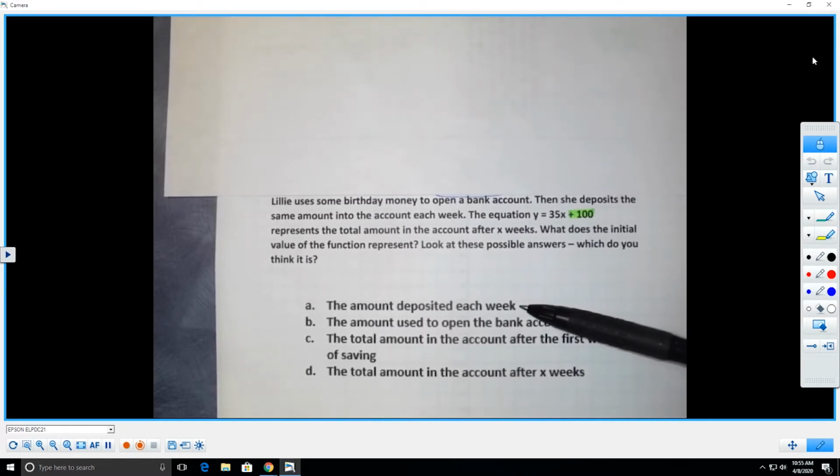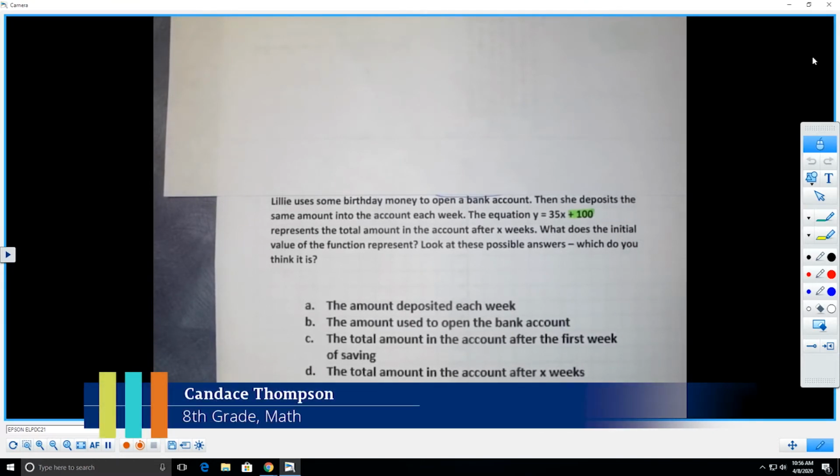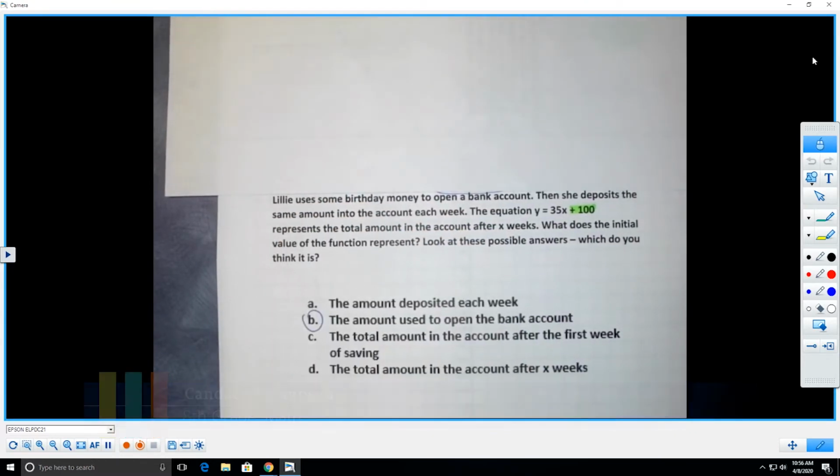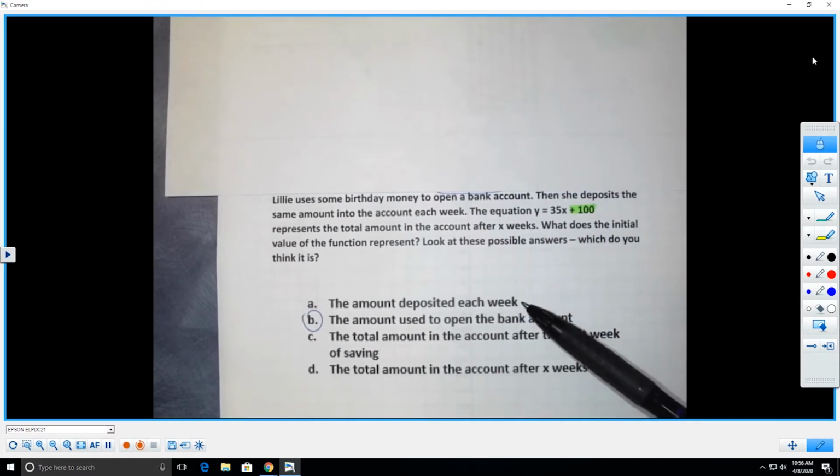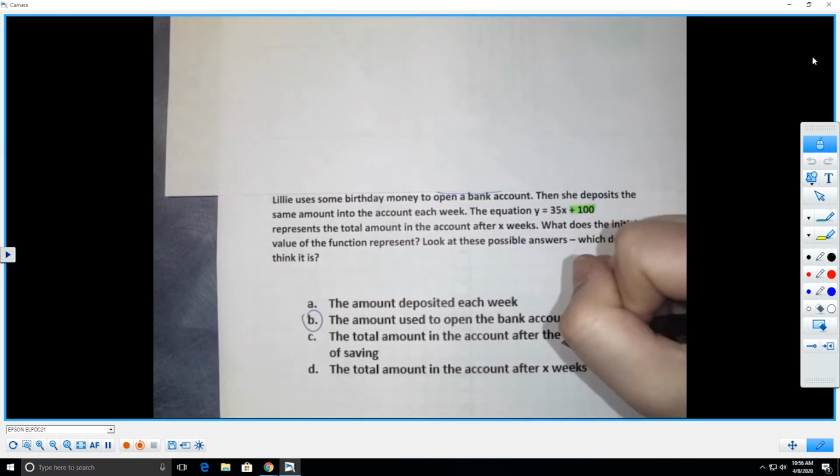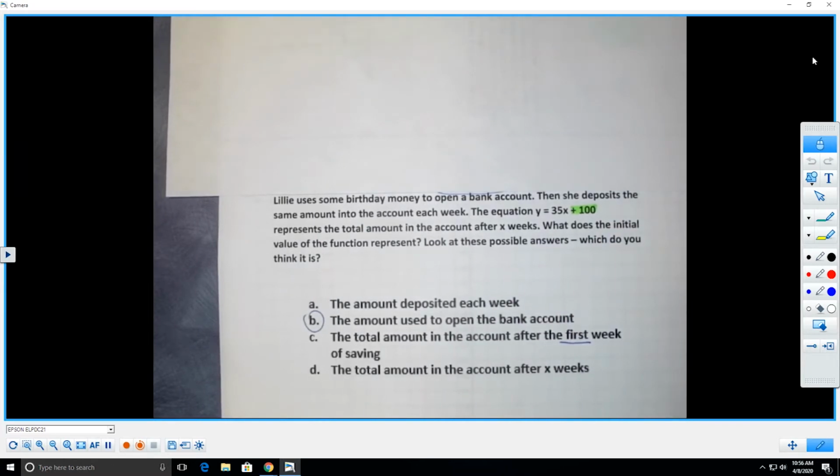Is it A? That's a good guess, but let's look again at the initial value of the function. The initial value is the amount in the account after 0 weeks, which is the amount used to open the account. This would mean that B is the correct answer, because the answer A describes our rate of change for the function. The answer C is going to be the value of y when x is 1, because it says after the first week. And answer D is the value y after x weeks.